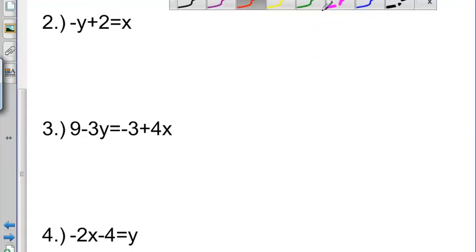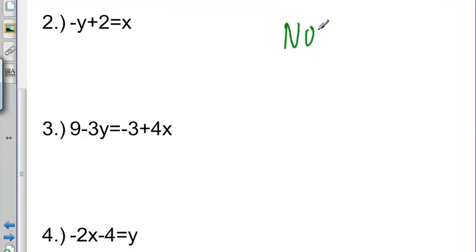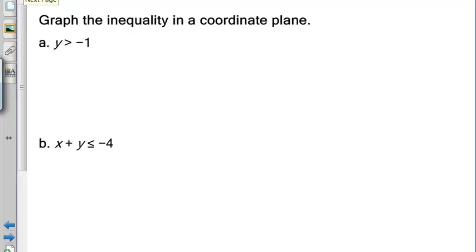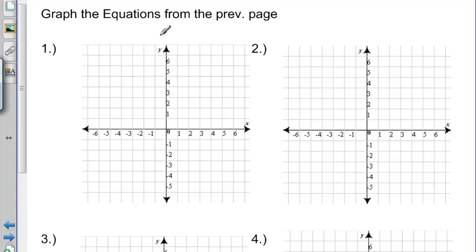So this is going to be a now you try. So let's write that here. Now you try. So you do 2, 3, and 4. Put them into y equals mx plus b form. Find the slope. Find the y-intercept. And from here on out, you will flip over and then graph on the next page. I will probably graph number 1 for you. So let's take a look at number 1 real quick.